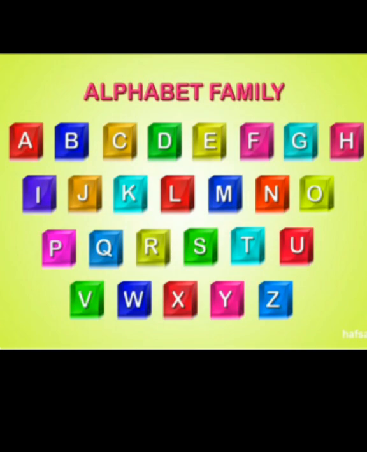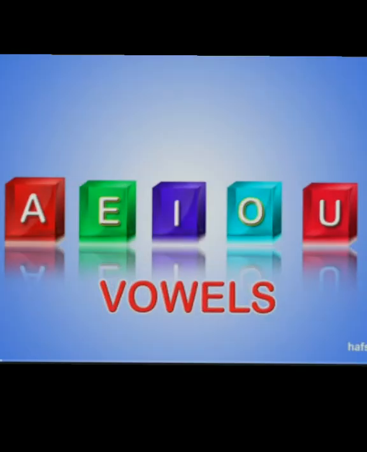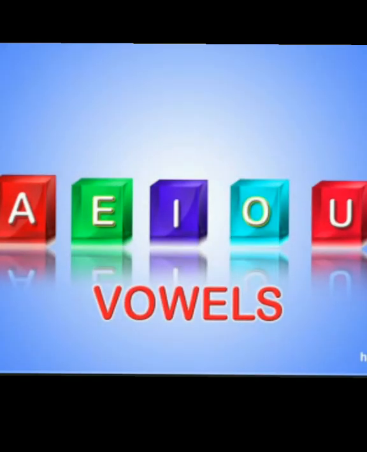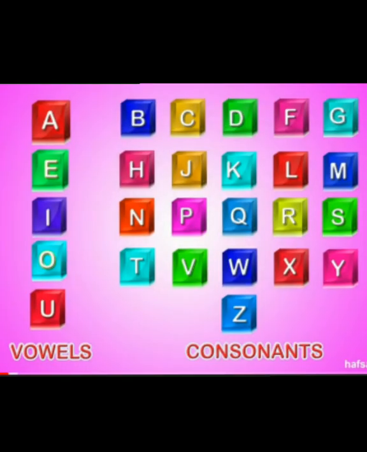Kids, as you all know, there are 26 letters in the English alphabet, in which 5 letters are called vowels. These are A, E, I, O, U. And the rest of the letters are called consonants. So 5 letters are vowels and the rest 21 letters are called consonants. Okay?